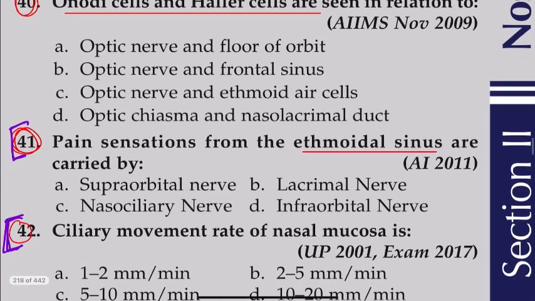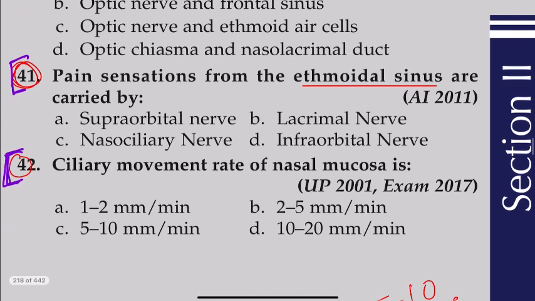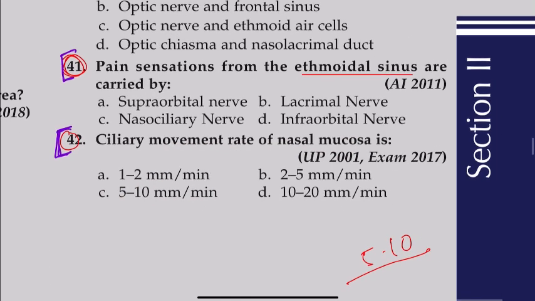The pain sensation from ethmoidal sinuses is carried by what? Okay, these are carried by the nasociliary nerve, right? Ethmoidal sinus. What is the ciliary movement rate of nasal mucosa? It is 5 to 10 mm per minute.